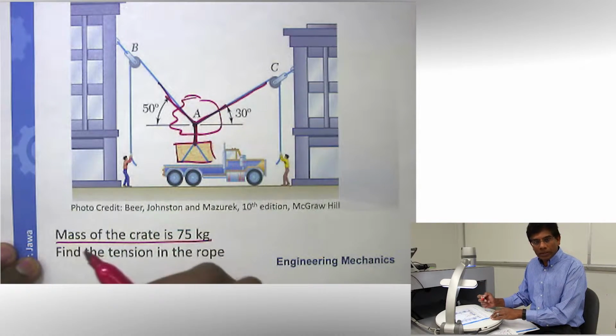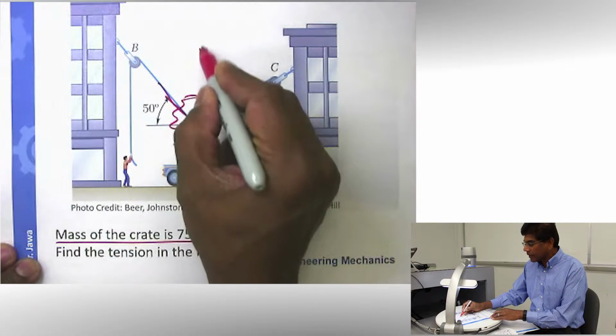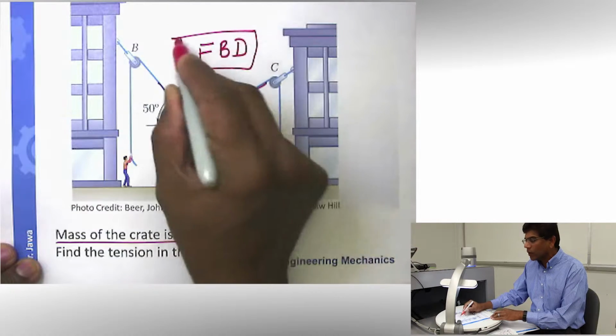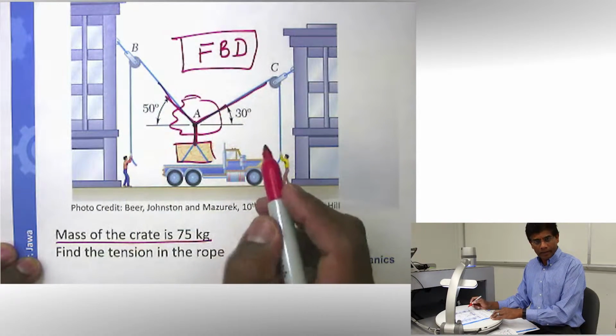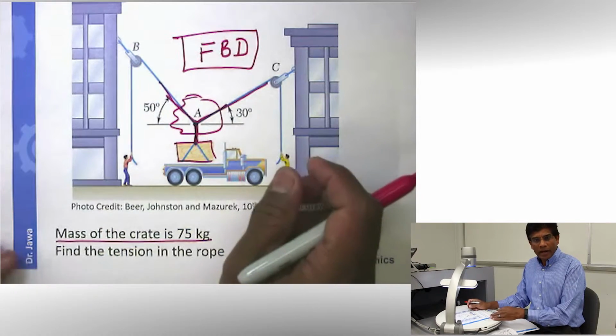And this particular process is known as drawing a free body diagram. Let me write the acronym for free body diagram, FBD. You're going to hear this word again and again and again in this class. Drawing a free body diagram. What is a free body diagram?